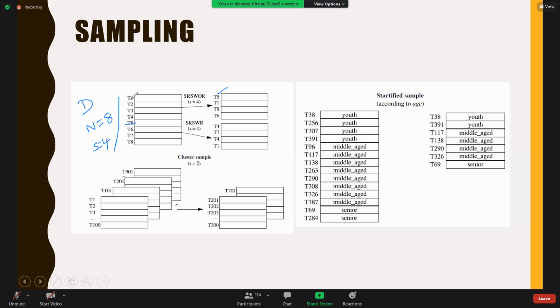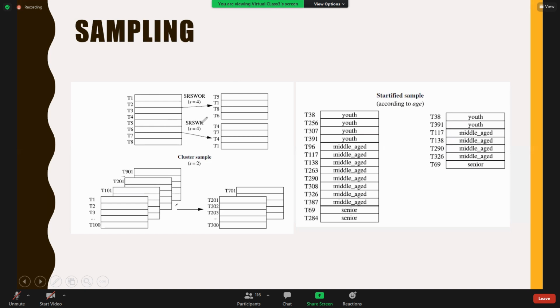Now among T1, T2, T3, T4, T6, T7, T8, you'll select one more sample. You got T1. So the remaining are T2, 3, 4, 6, 7, 8. You got T8. The next round we'll consider among 2, 3, 4, 6, 7. Now you got 6. So this is a simple random sample without replacement. You're not replacing it back into the input.